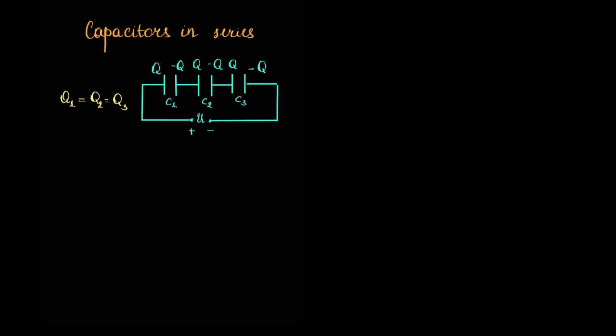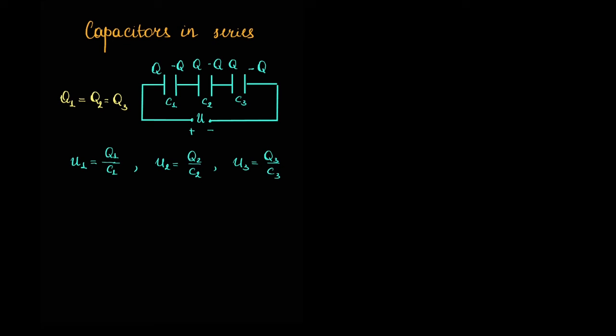Even though the charges are the same on each capacitor, the potential drops in each capacitor are different because they have different capacitance, right? So now let's find them. For example, the potential drop on the first capacitor, let's denote it with the letter U1. It's just Q1 divided by the capacitance C1. U2 is Q2 divided by C2, and U3 is Q3 divided by C3.